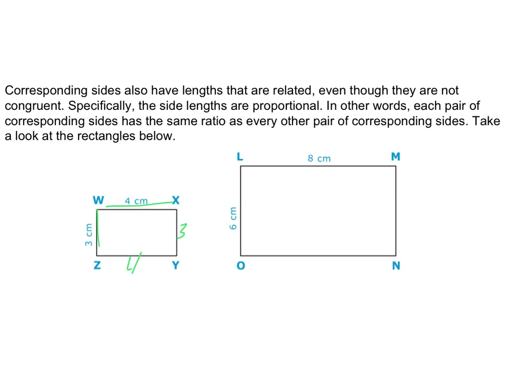And we can do that with the other one as well. If this is 6, then this is going to be 6 as well. If this is 8, so is this. So what we would do is we would take the corresponding sides and make them into a ratio.